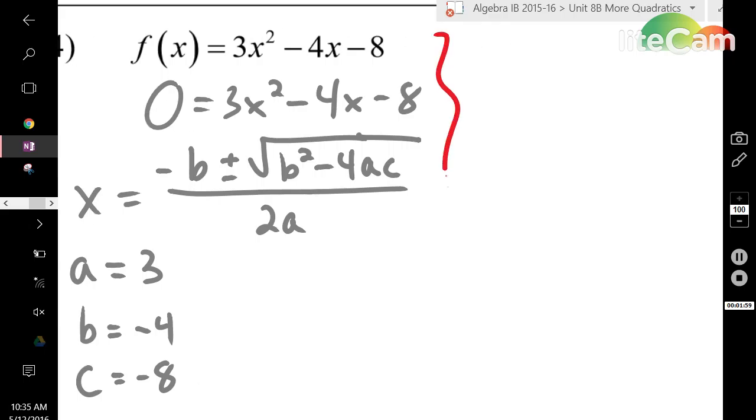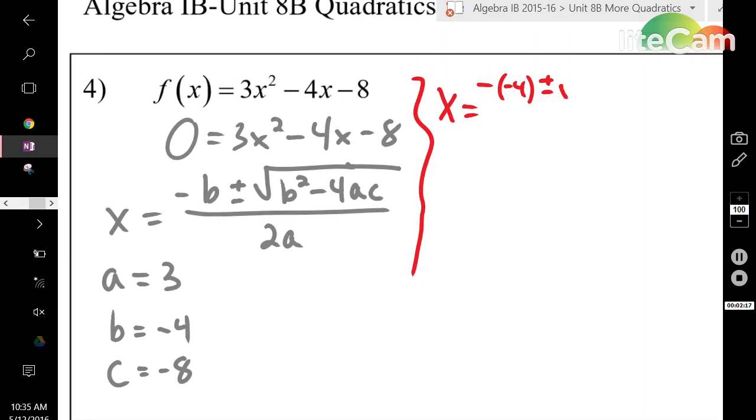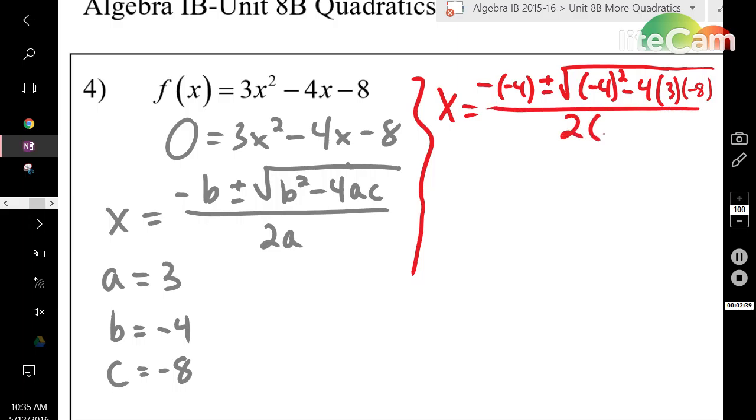So it's going to be x equals negative 4. The first negative is for negative b, and b is negative 4, so you do need both there. That will eventually simplify to a positive 4. Plus or minus the square root of b squared. You do need to put this b value in parentheses. You don't want a negative square when you should get a positive. Minus 4 times a, which is 3, times c, which is negative 8. And this is all over 2 times a. a is, in this case, 3.